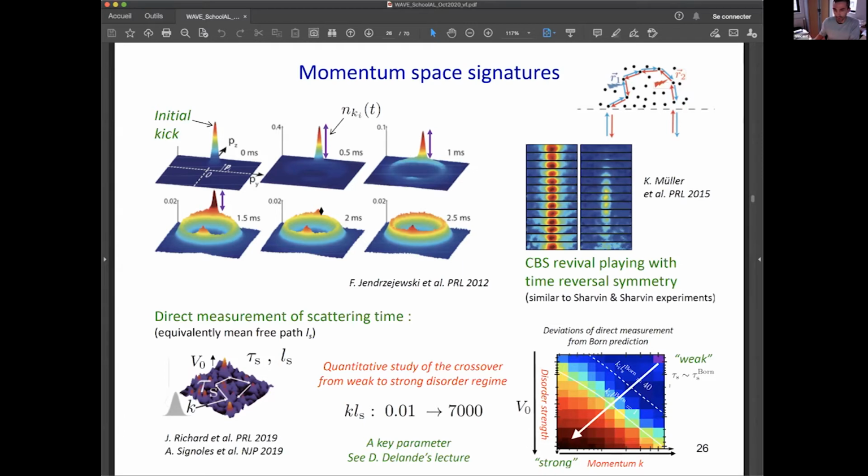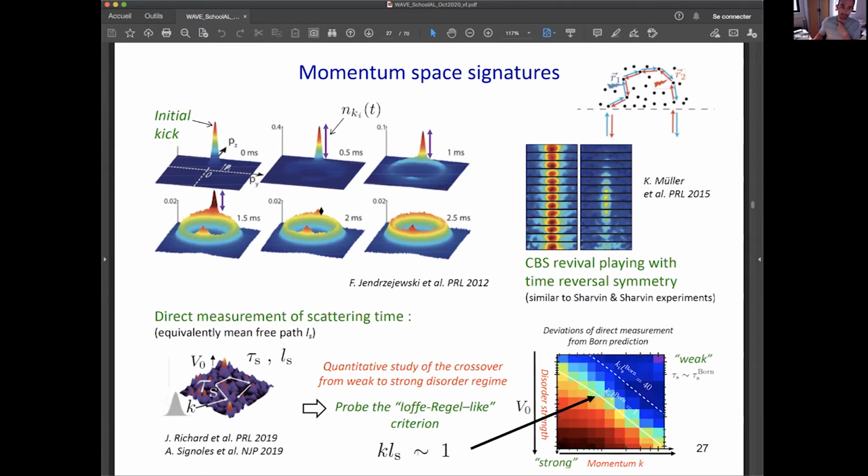So you can clearly see that in the right upper side, you have the weak disorder medium, because you have very large velocity, so very high energy, and very low disorder. Inversely, when we move in this direction, the disorder strength is increasing, the energy of the atom is decreasing, and then we enter the very strong disorder regime. And what we could do with that is monitor where the line k l_S equal 1 is. So we could probe quantitatively the relevance of the Ioffe-Regel-like criterion in our system.